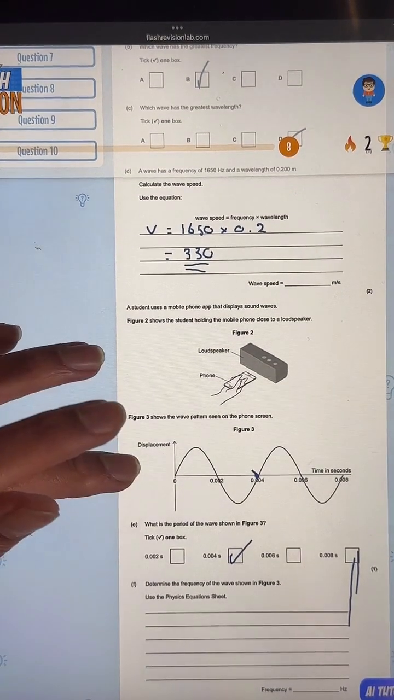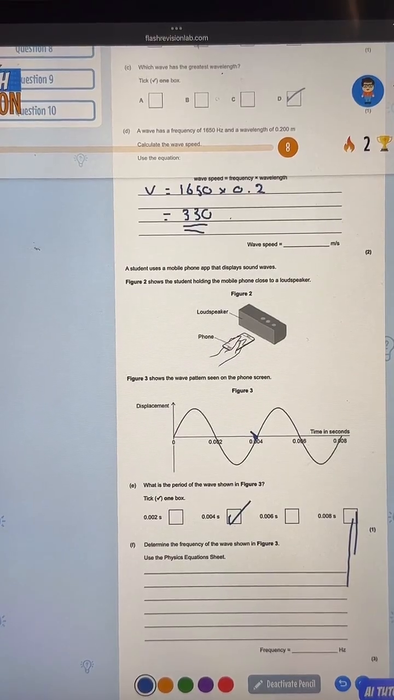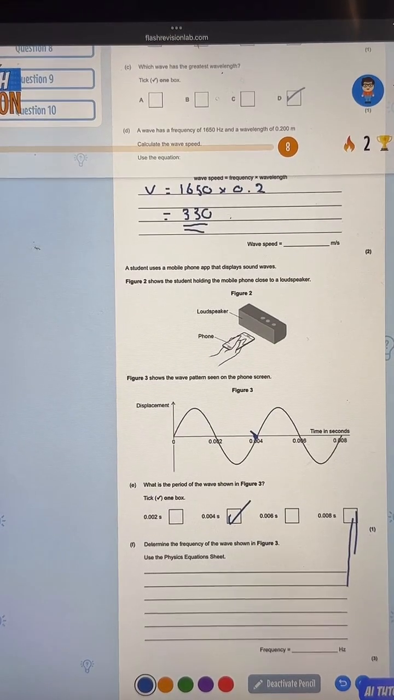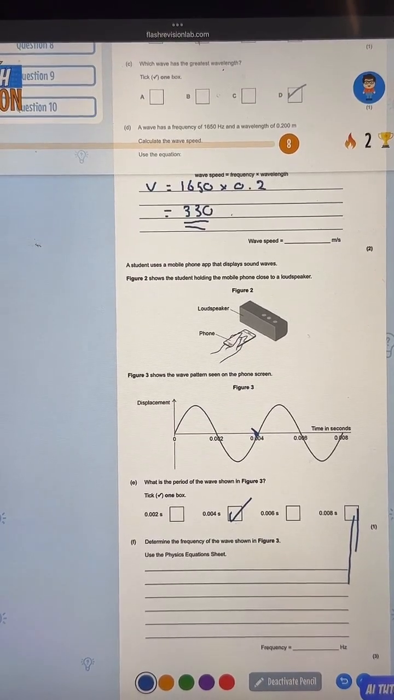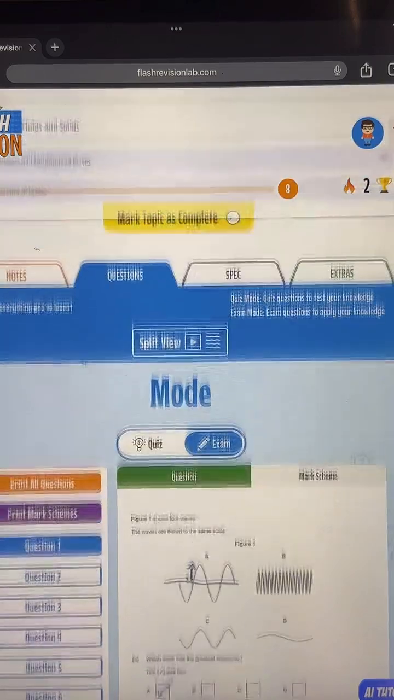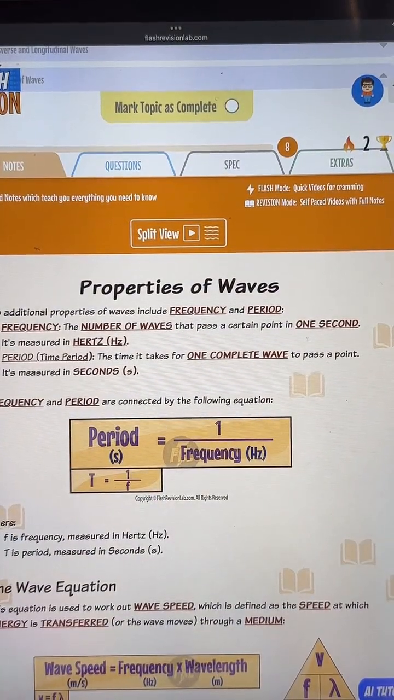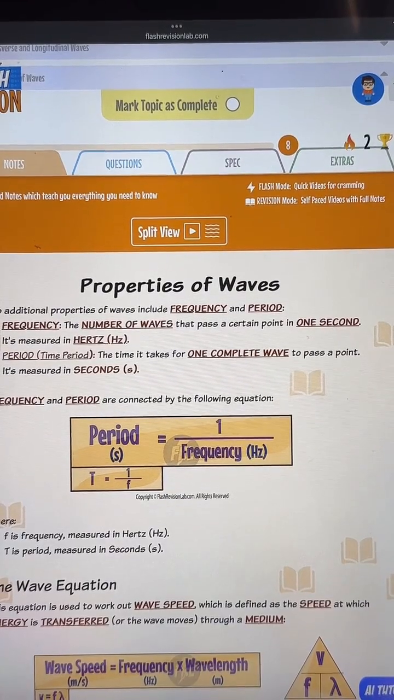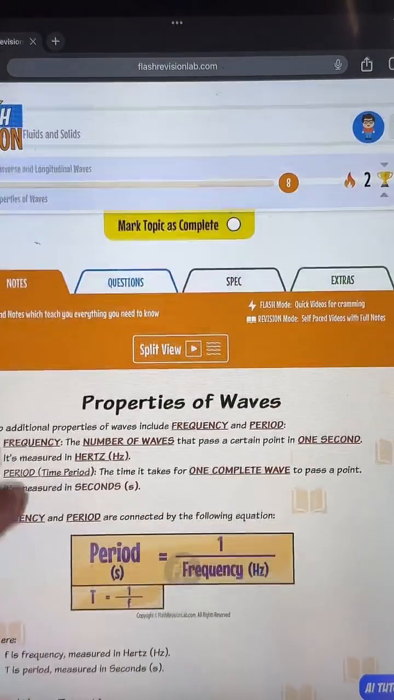Okay, and then part F: determine the frequency of the wave shown in figure 3. Use the physics equation sheet. In this case, they haven't told us the equation in the question, but you know it's one that you're given in your formula sheet. So I can go back to our notes, and there we go. We have an equation for frequency and time period. Period equals 1 over the frequency.